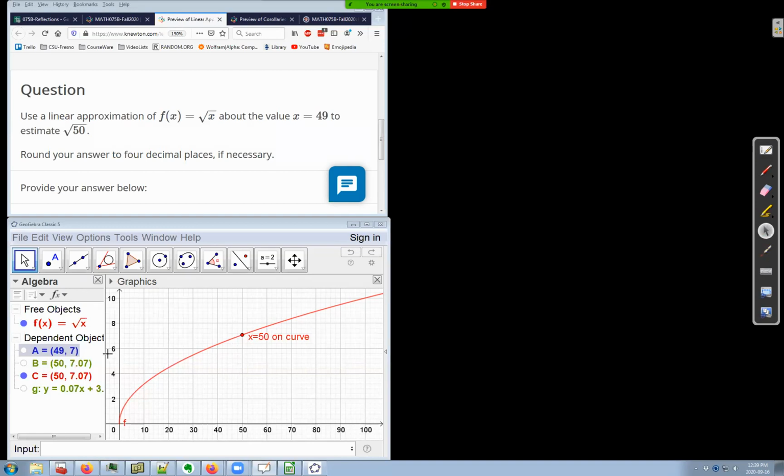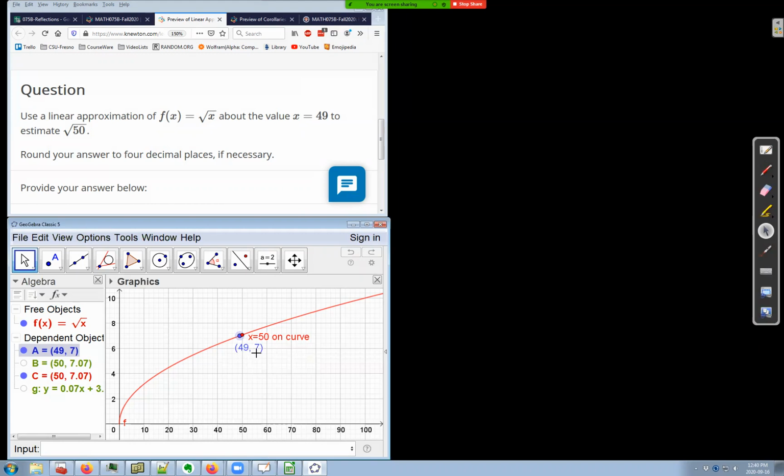But what we do know is the y coordinate of this point. If I make x equal to 49, this blue point, I know the exact y coordinate. If the x coordinate is 49, then the y coordinate is definitely 7. Okay, so the idea is I'm going to use that.